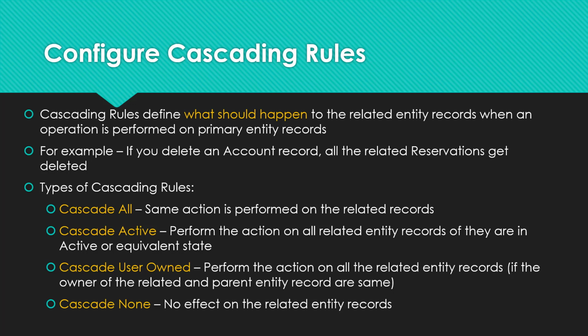Now there are four types of cascading rules. Cascade All, where the same action is performed on the related records. So if you delete the primary entity, the delete will be performed on the related entities as well. Then there is Cascade Active, where the action is performed on the related entity if they are in an active or equivalent state, like an open state. Then there is Cascade User Owned, where you perform the action on all the related entity records if the owner of the related and parent entity records is the same. And then Cascade None, where no effect on the related entity records takes place.